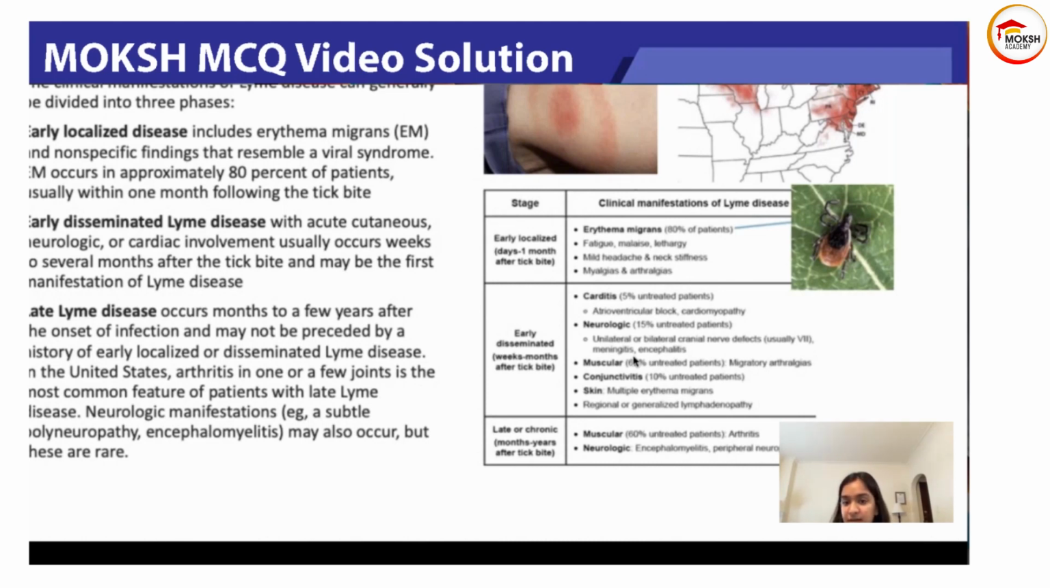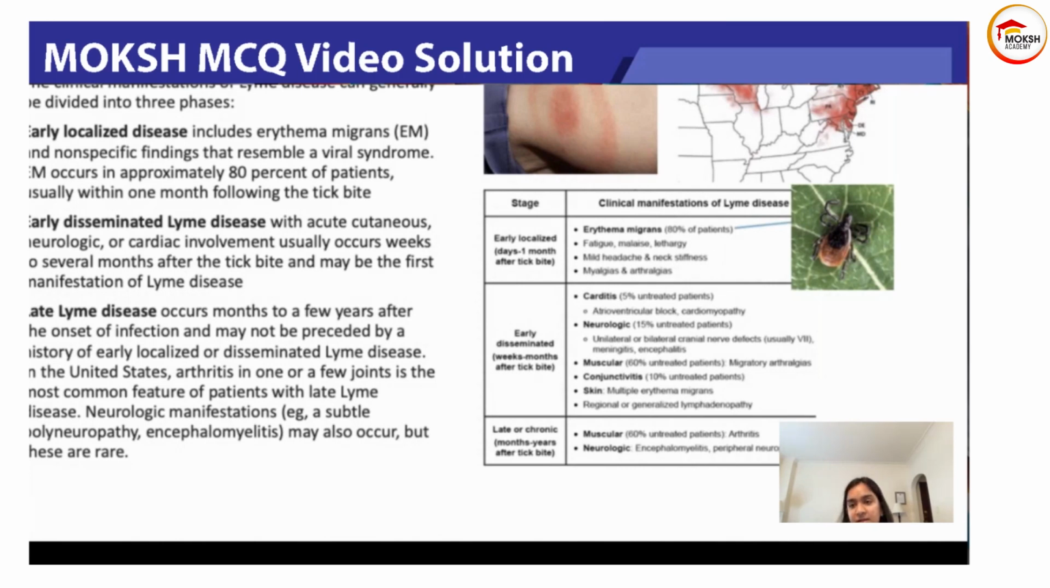Also muscular, migratory arthralgias, conjunctivitis, skin. One thing you need to know is that in the early localized phase, it will be a single lesion, but the early disseminated phase will have multiple erythema migrans. That is also very high yield to remember. Late chronic will be muscular, like arthritis, and neurologic findings are predominantly seen in the late phase. That would be the encephalomyelitis and the peripheral neuropathy, but the bilateral facial nerve palsy is seen in the second phase.